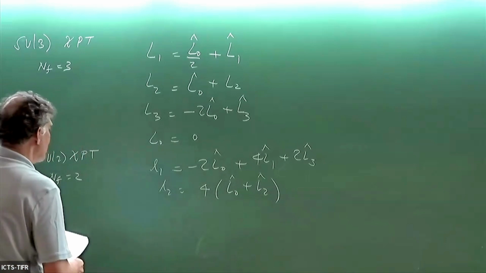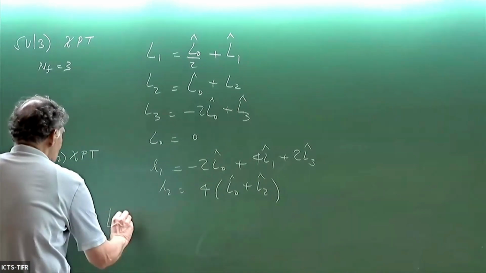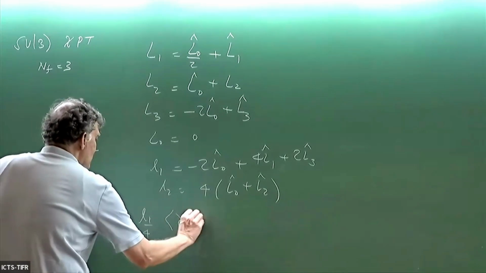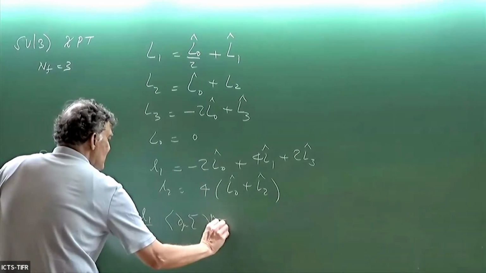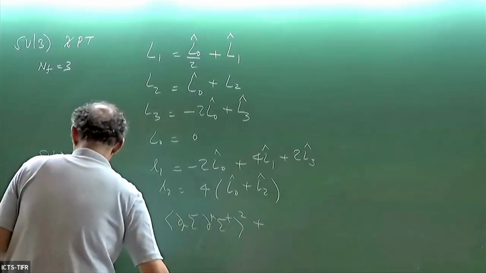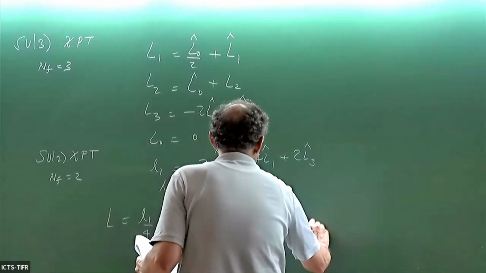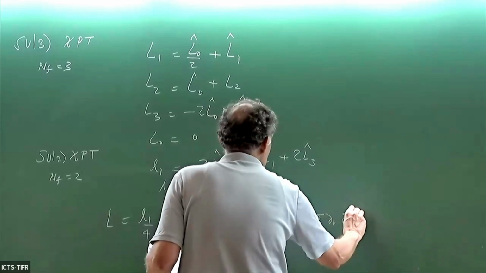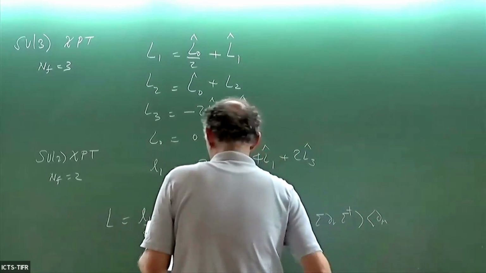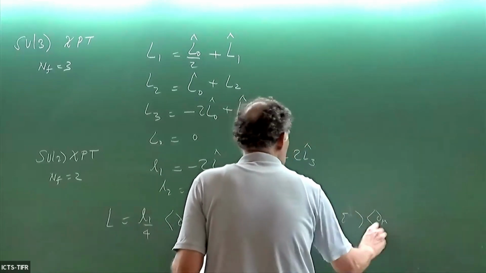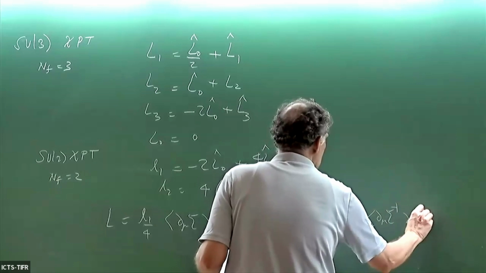unfortunately the normalization is, the Lagrangian is little l1 over 4 trace of d mu sigma dagger squared plus l2 over 4 d mu sigma dagger d mu sigma, sorry, d mu sigma dagger d mu sigma.